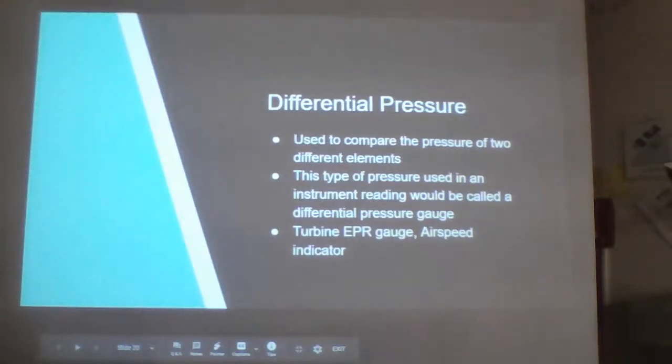We also have differential pressure. Differential pressure is used to compare the pressure of 2 different elements. This type of pressure is used in an instrument reading that would be called a differential pressure gauge. So if we are trying to find a reading for differential pressure, we're going to use a differential pressure gauge. Some examples of where differential pressure is read would be your turbine EPR gauge or your airspeed indicator.